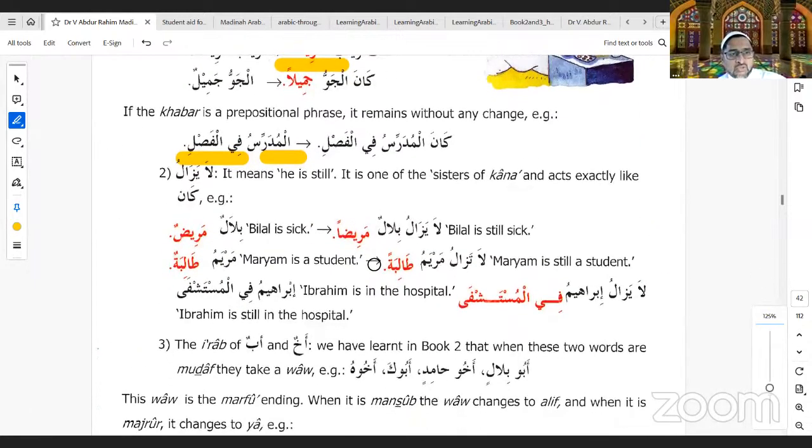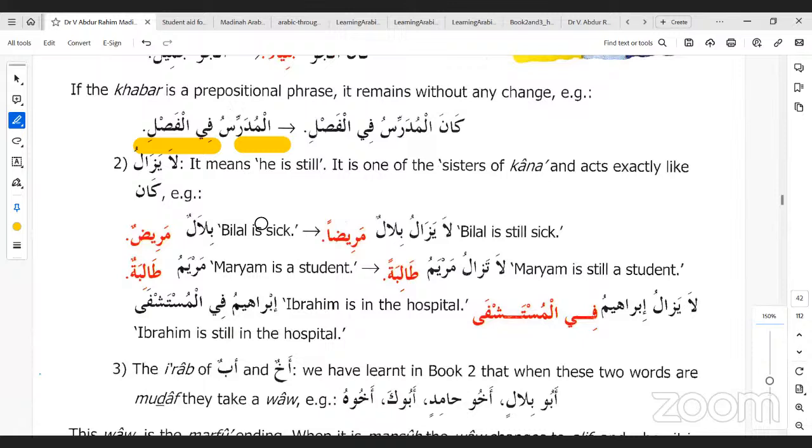I'm going to give this one to the Sister. Let's bring Doctor. Doctor, Assalamu alaikum rahmatullah. Can you do point number 2, la yazalu? Wa alaikum assalam wa rahmatullah.